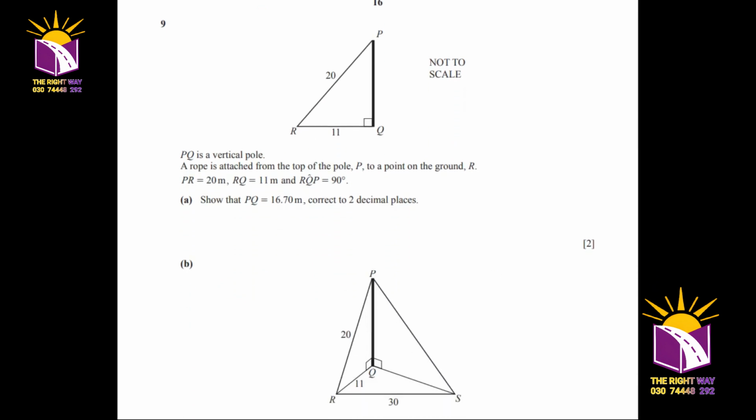Question number 9. PQ is a vertical pole. This side is a vertical pole. A rope is attached from the top of pole P to a point R on the ground. PR is equal to 20 meters and RQ is equal to 11 meters, and angle RQP is 90 degrees, so it is a right-angled triangle. Show that PQ is equal to 10.670 meters.